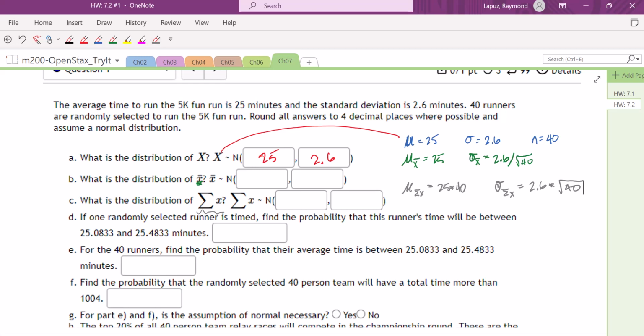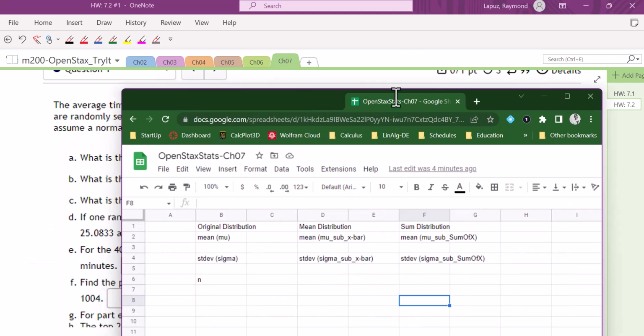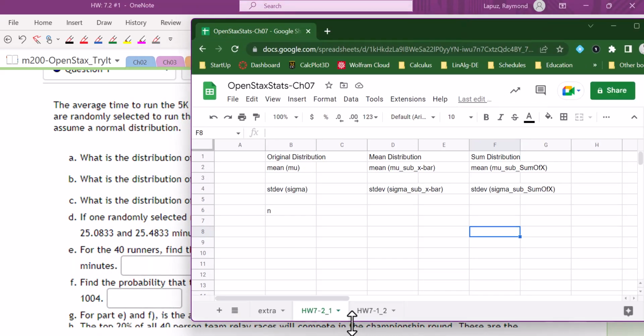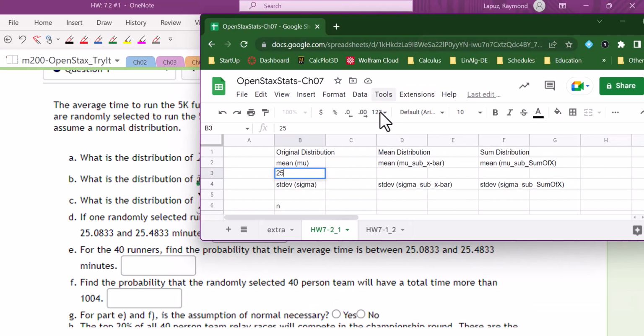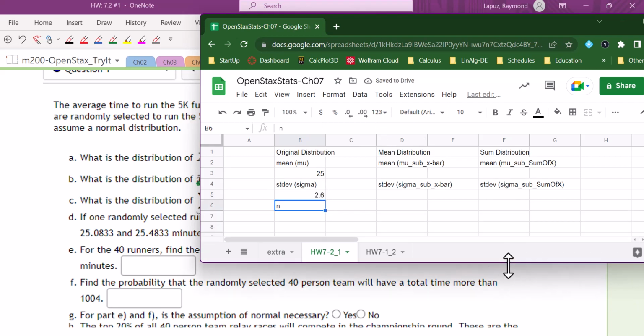Now, you can definitely do this on a calculator, but I think it's a good idea to take advantage of our Excel sheet or our Google Sheets sheet. And this is what I have so far. I have some spaces for the mean and the standard deviation for the original distribution. So the mean was 25. Yes, 25. And then the standard deviation was 2.6. And then we have a sample size of 40, so let's put 40 down here.